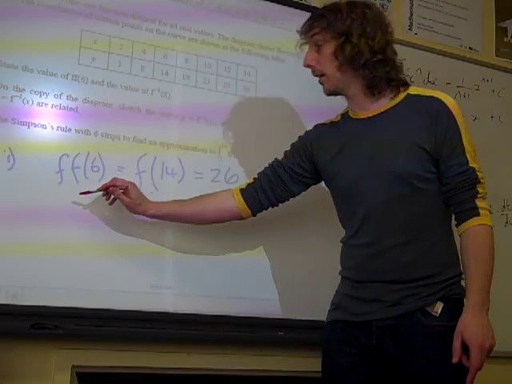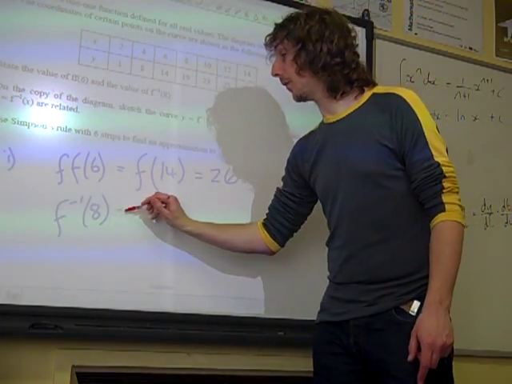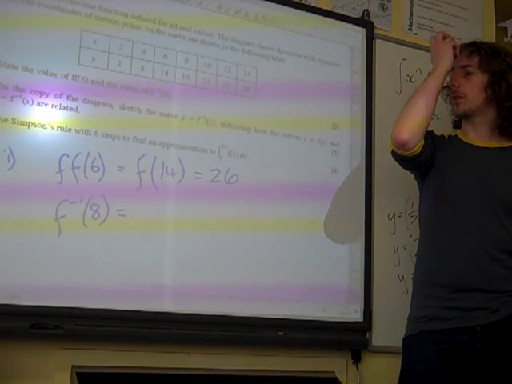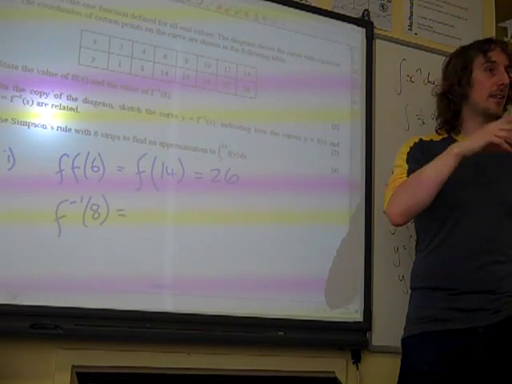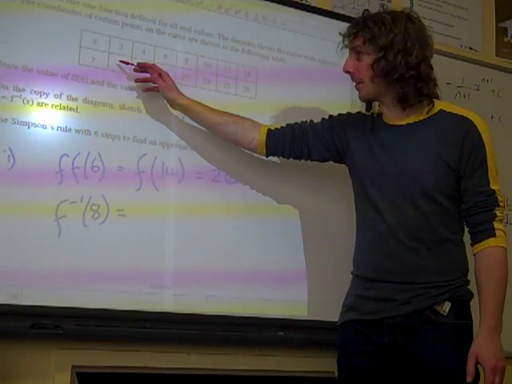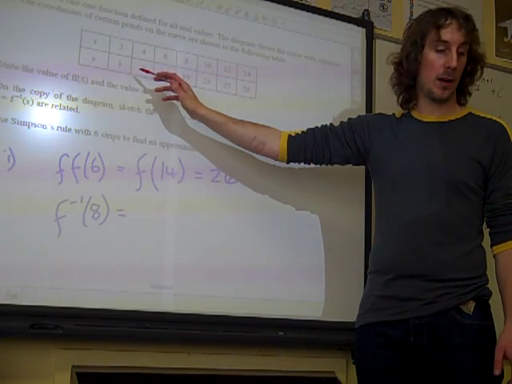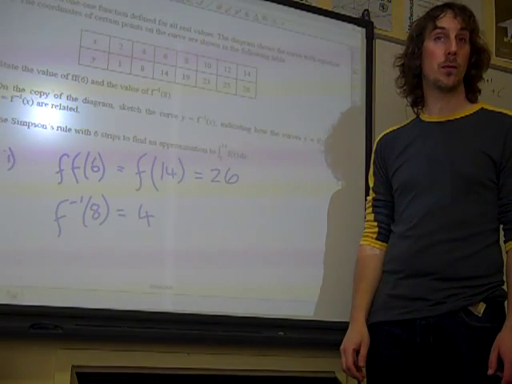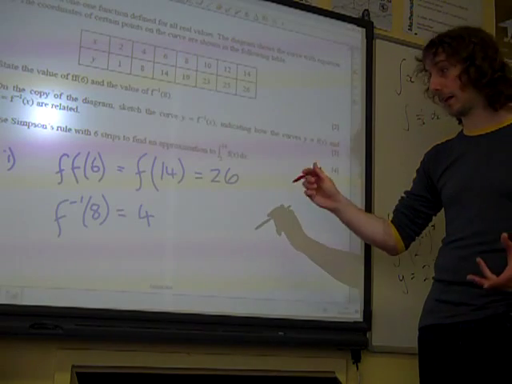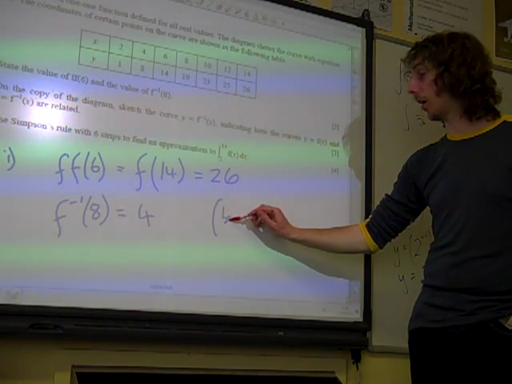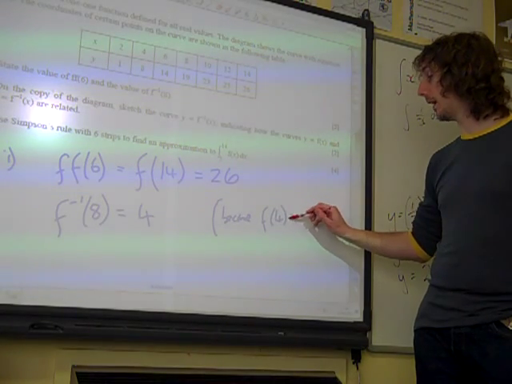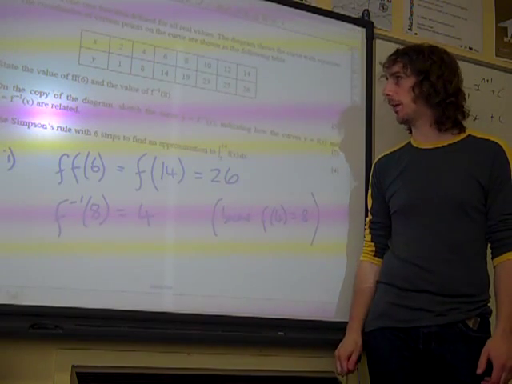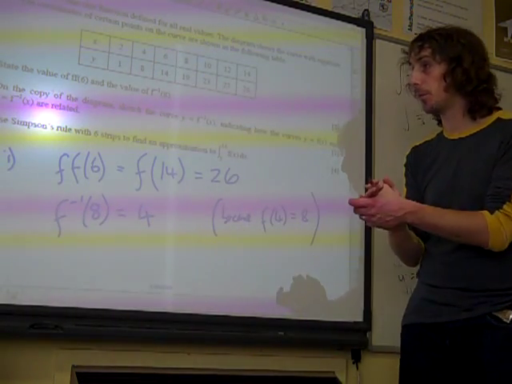The next bit, the inverse of 8. Well, that's the other way around, isn't it? That's like saying, what value do you put in to get an answer of 8? That's what the inverse function means. So we look at the answers this time and find 8, and it shows that you put 4 into the function to get that. So the answer is just 4. And if you want to justify that to yourself, the reason is that f of 4 equals 8. The inverse is the opposite of doing that. F of 4 equals 8. There you go.